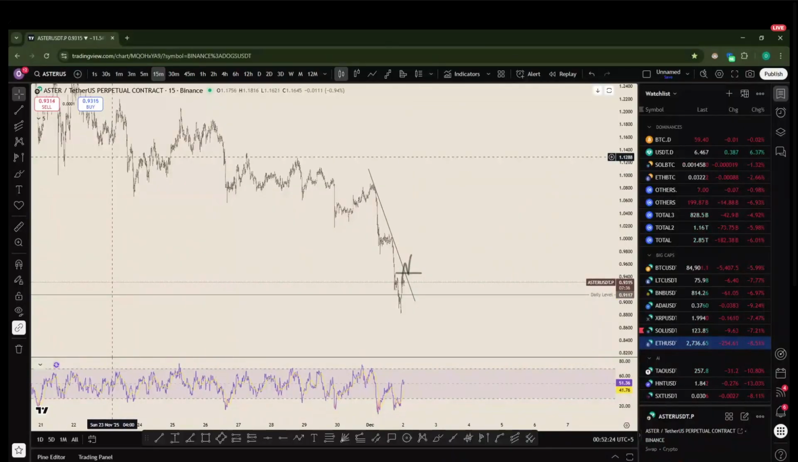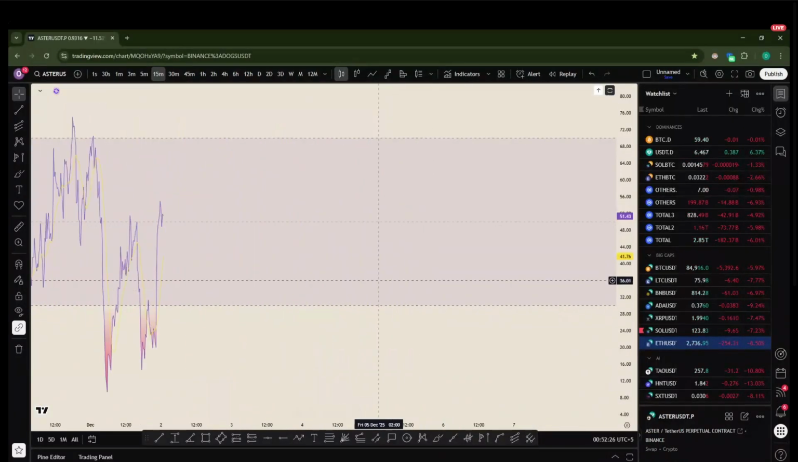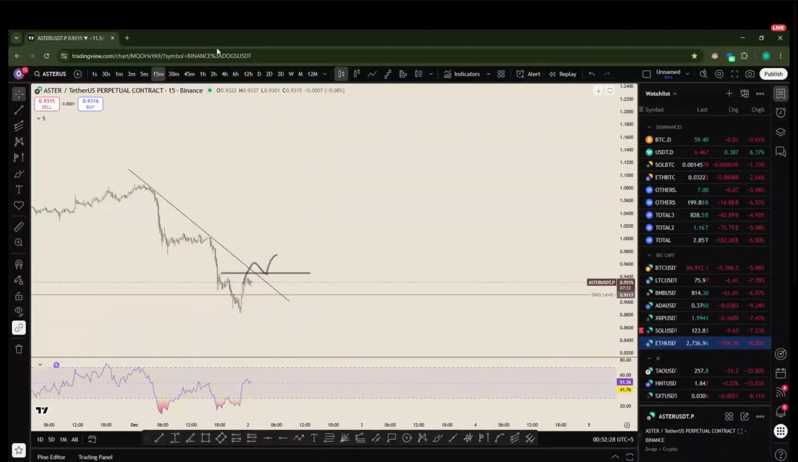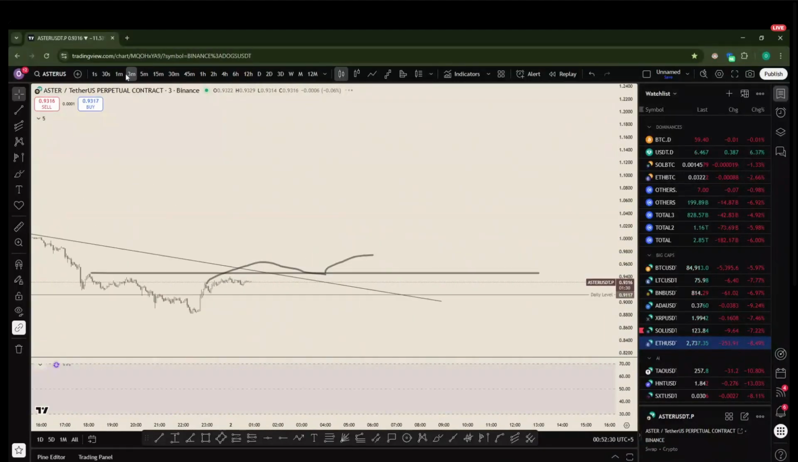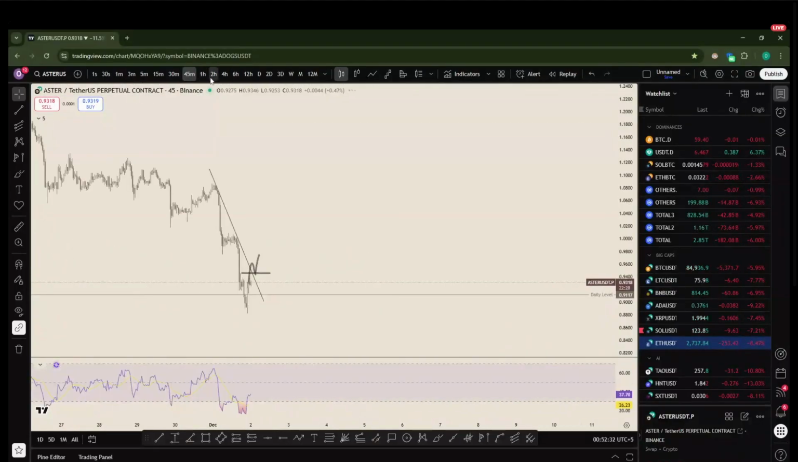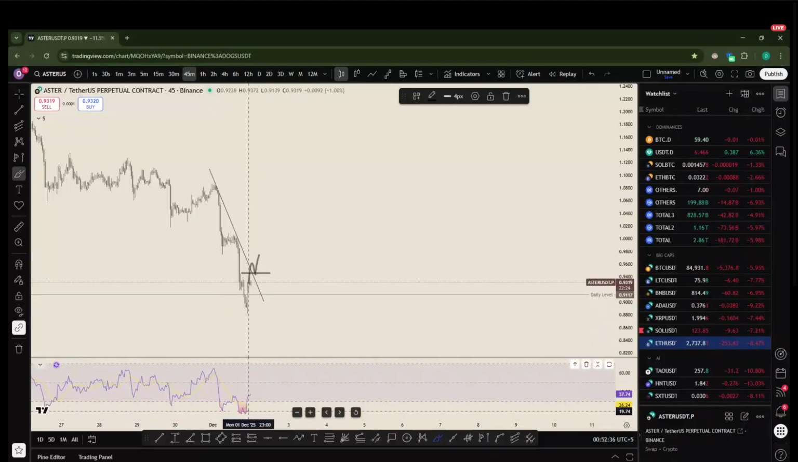RSI on the 15 minute, we are reclaiming the 50 level, which is a good sign. Yeah, this is really good. For the 5 minute, we have already reclaimed. For the 45 minute, we have a bullish divergence. So that's a good thing. Definitely a good thing. So keep an eye on this.